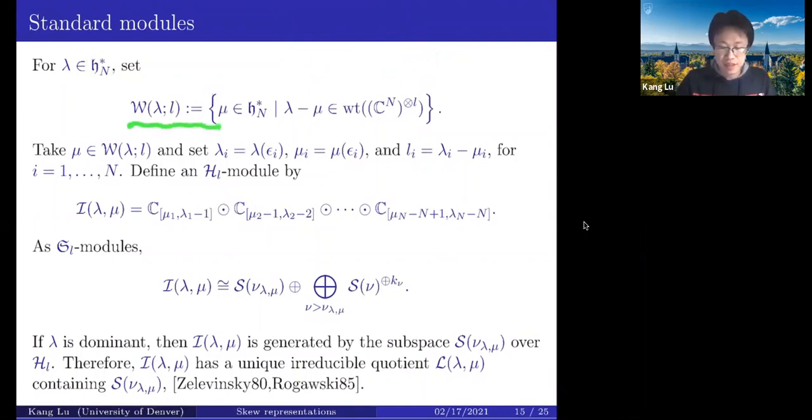Then we define the weight space. This set is the set of weights mu for GL_N such that lambda minus mu is a weight for this representation. Put another way, if I write lambda as the sum of lambda_i epsilon_i and mu as the sum of mu_i epsilon_i, then the requirement is that each l_i must be a non-negative integer. Moreover, l_1 plus l_2 up to l_N should be exactly l.